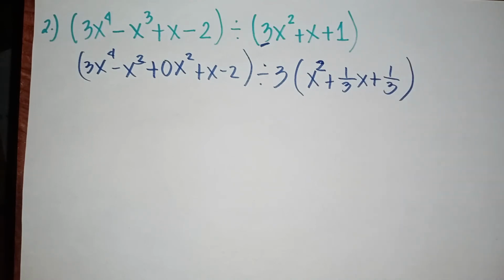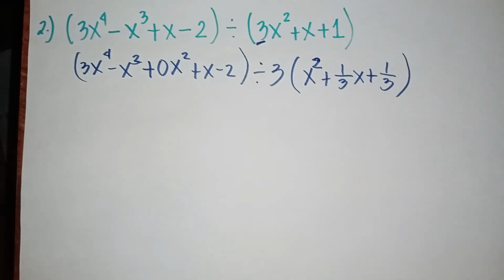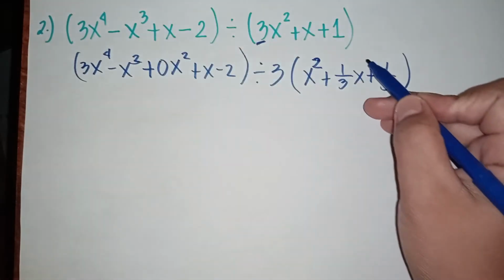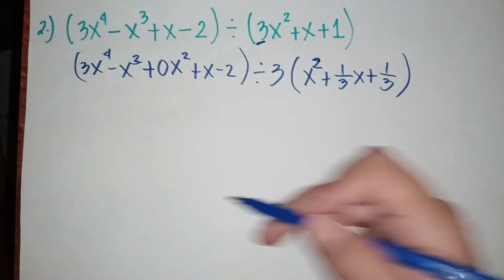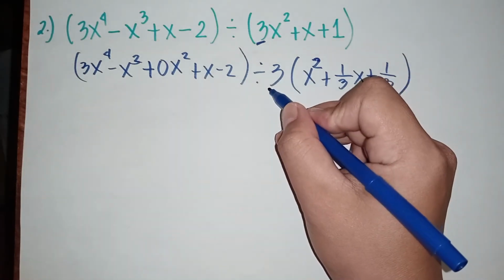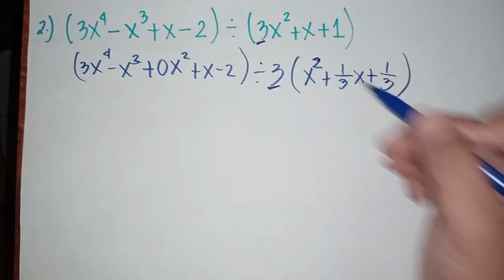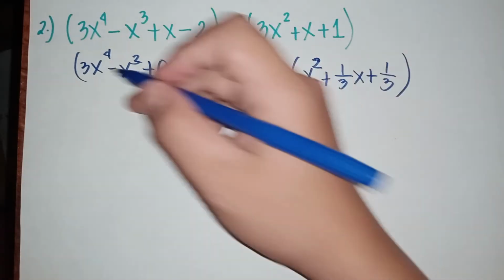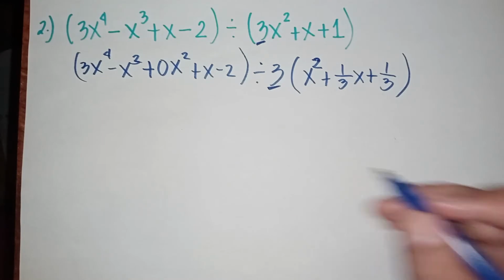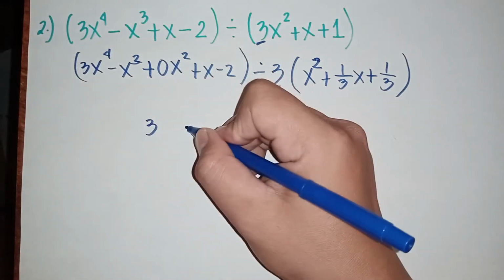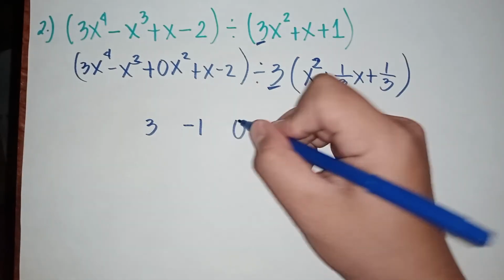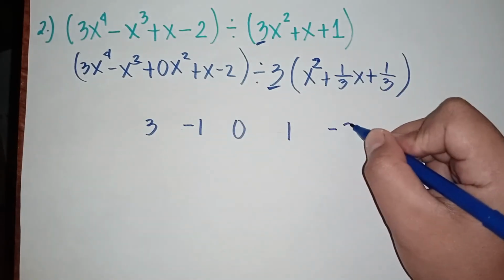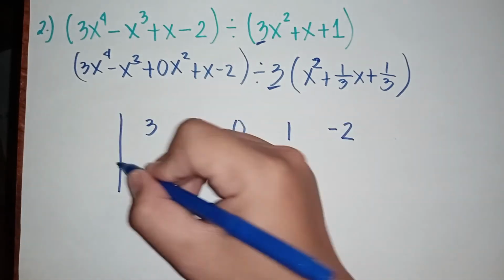Okay. So, eto naman, mga boss, dalawang division naman yung gagawin natin. Una, i-divide natin ito using the synthetic division. Pag nakuha na natin yung quotient, i-divide ulit natin by 3. Kasi meron pa po tayong 3 dito. Okay? So, isulat natin yung coefficient ng ating divisor. This is 3 minus 1, 0, 1, tsaka negative 2. Okay?